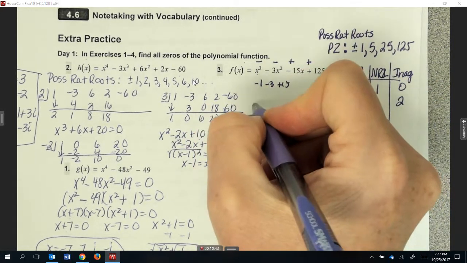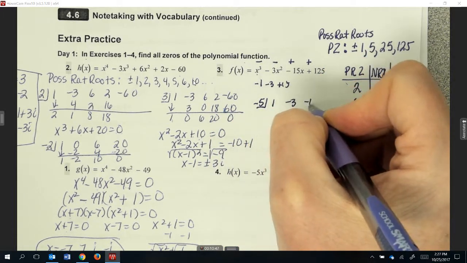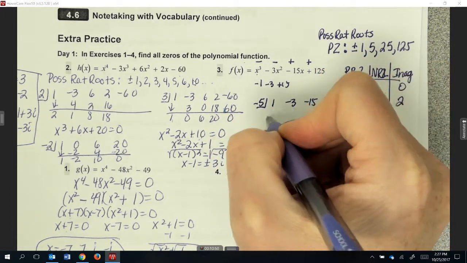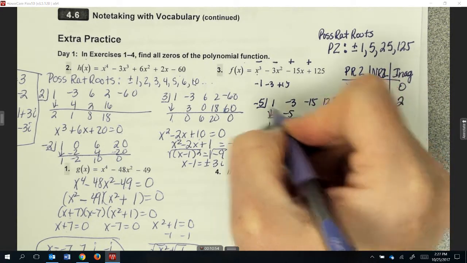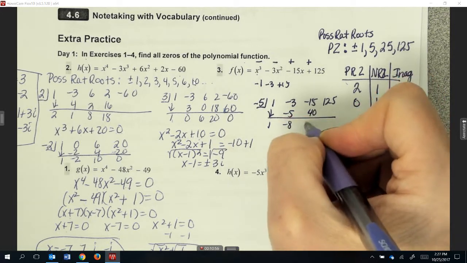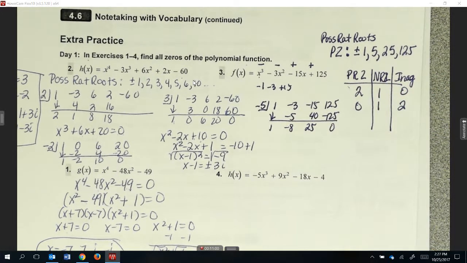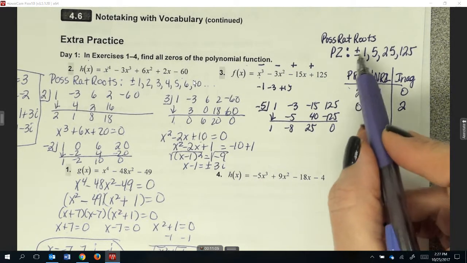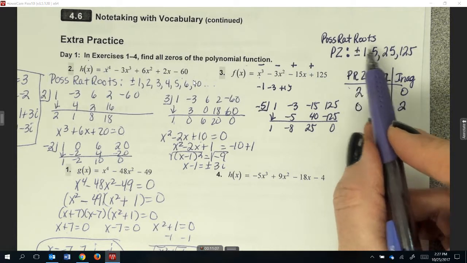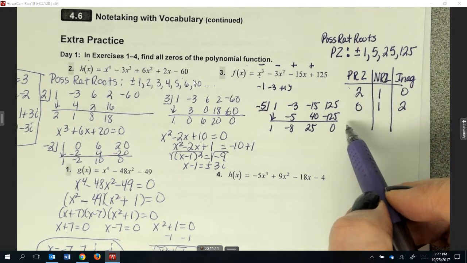Okay, so let's try negative five now. I'm going to use synthetic division on that. One, negative three, negative 15, 125. I'm going to bring this down. That's one. That's negative five. Negative eight. That's 40. That's 25. That's negative 125. See how that saved us time by kind of knowing Descartes' rule of signs? Otherwise, I might have gone through and checked positive 1, positive 5, positive 25, thinking that I'd have definitely a positive solution.